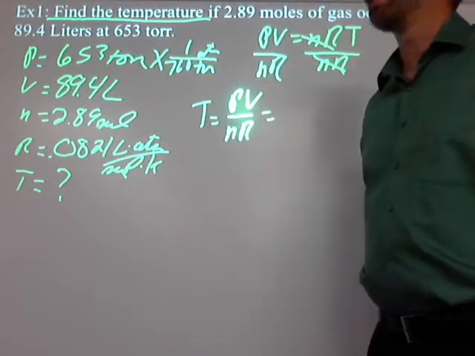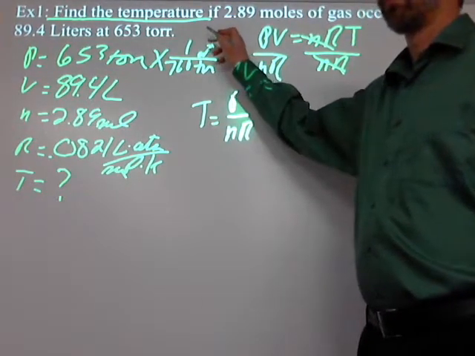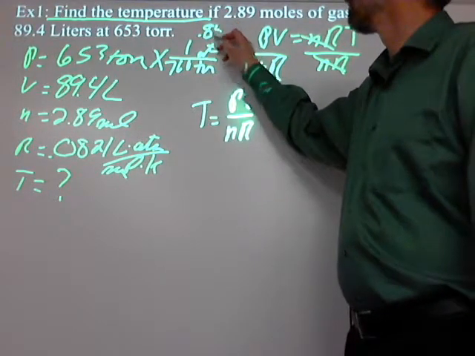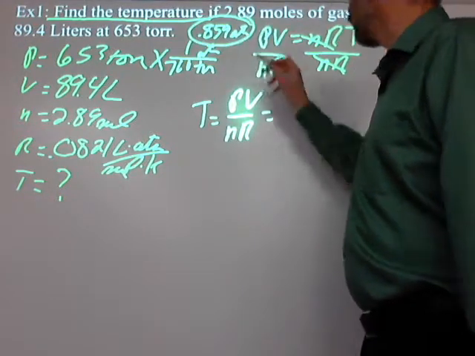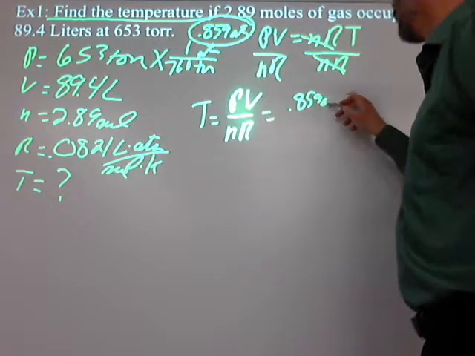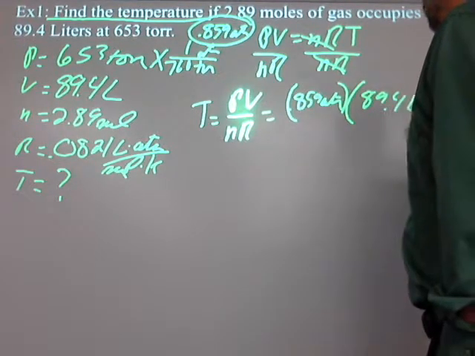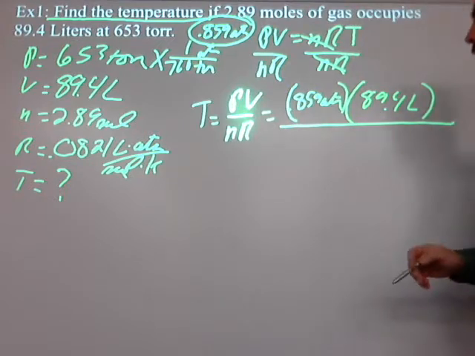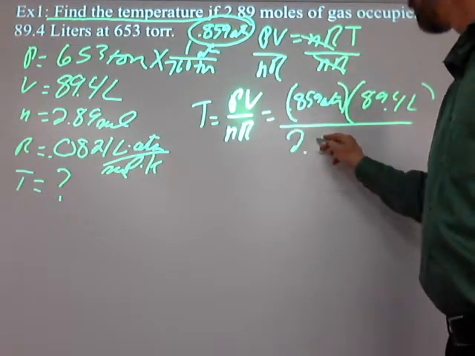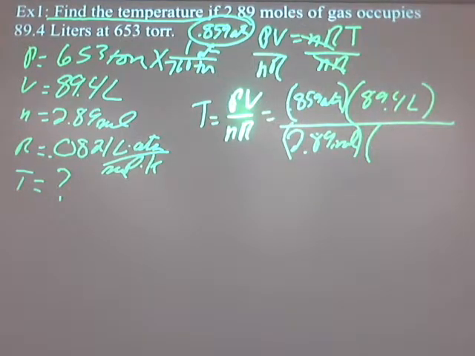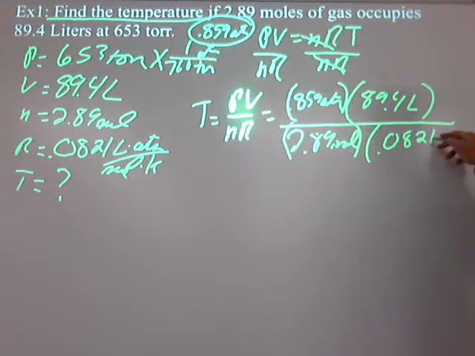Do the math for that. You're going to get what? What'd you get, Marie? 0.859. So you got 0.859 atmospheres. Okay, so that goes up here, 0.859 atmospheres. What's my volume? Volume has to be in liters, and it is 89.4 liters. What's my N? Moles. 2.89 moles. And what is my R? 0.0821 liter atmospheres per mole Kelvin.